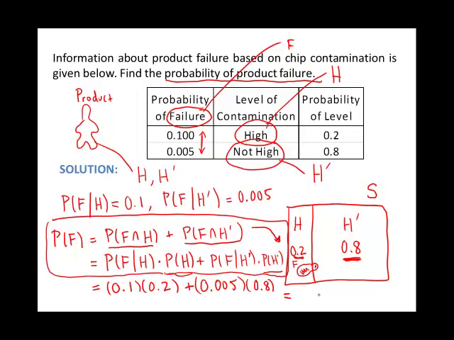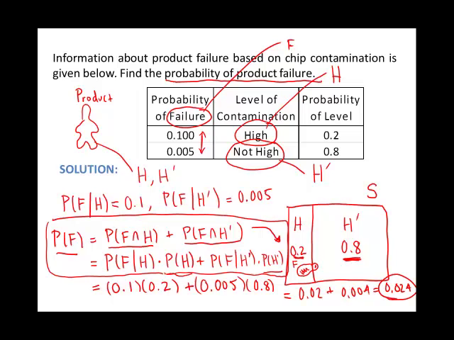If we multiply this out, this is going to be 0.02 plus 0.004, which is 0.024. This is the probability of product failure, which we came to by using the total probability rule, breaking up failure into the two mutually exclusive ways that could happen.